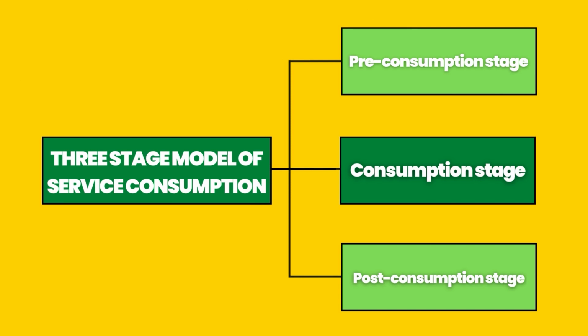Let's jump into the 3-stage model of service consumption in the OTT industry. It highlights the importance of providing a high-quality streaming service and meeting the needs of customers in every stage of the process. The 3-stage model of service consumption consists of the pre-consumption stage, consumption stage, and post-consumption stage. Let's bring this concept into the OTT industry.